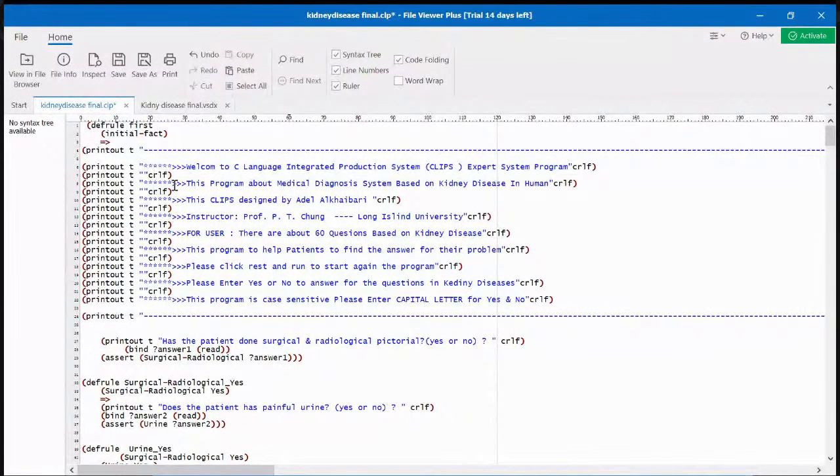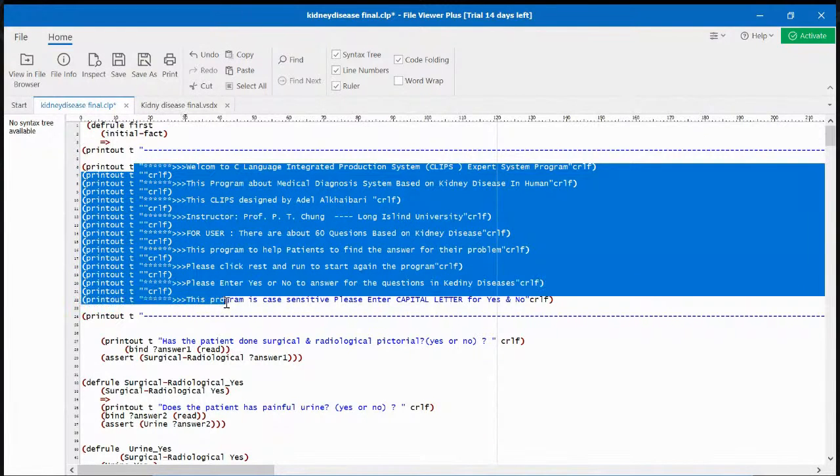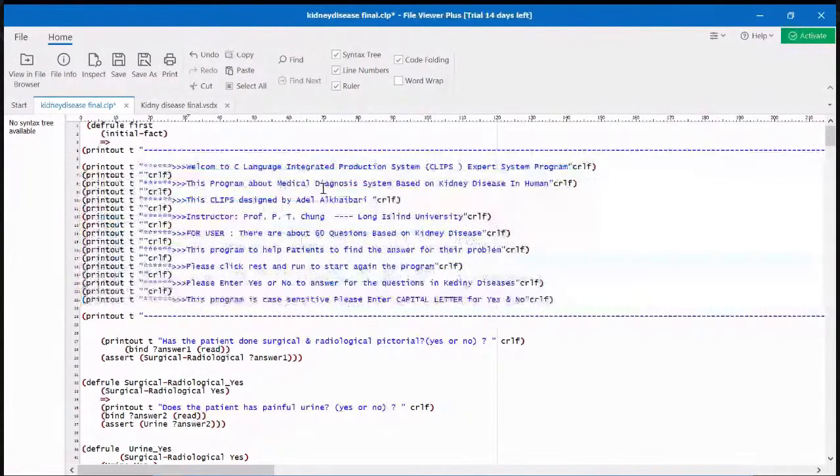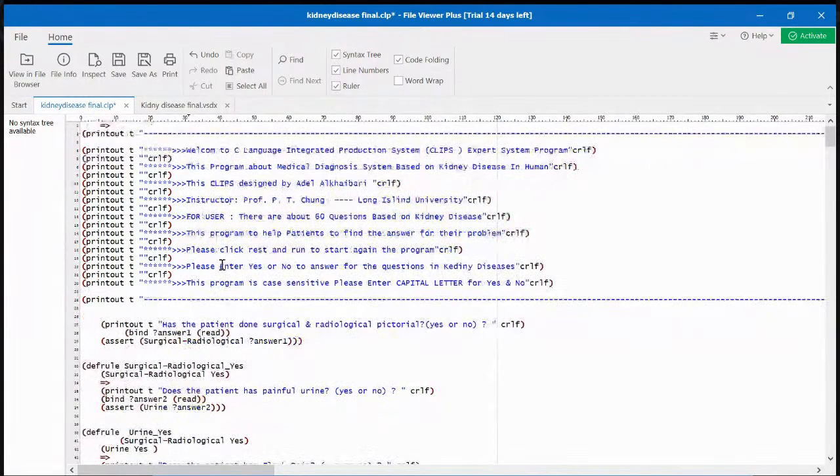Okay, this is the coding. I wrote this one for the introduction, the printout for the introduction of the program. Welcome to C language, and this is a program about a medical diagnosis system based on kidney disease, also built with a doctor who helped us at Long Island University.